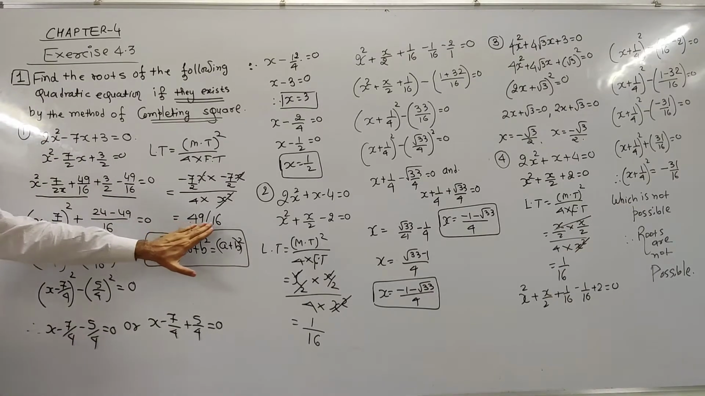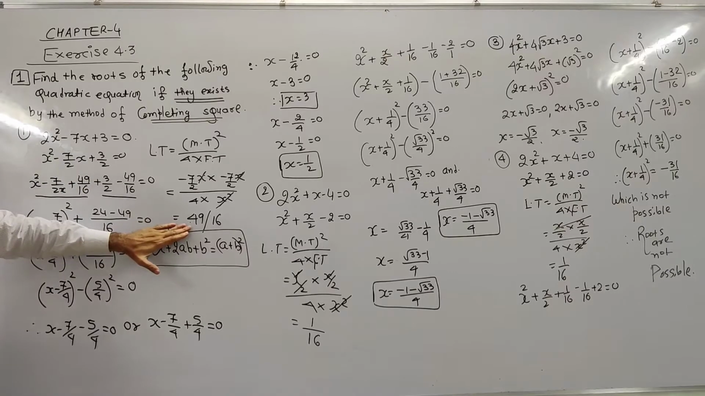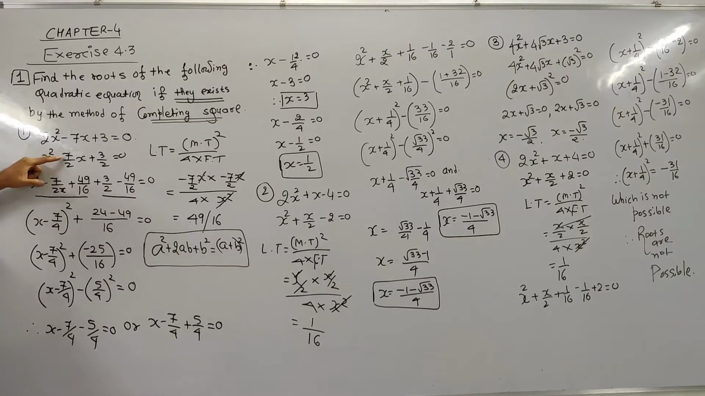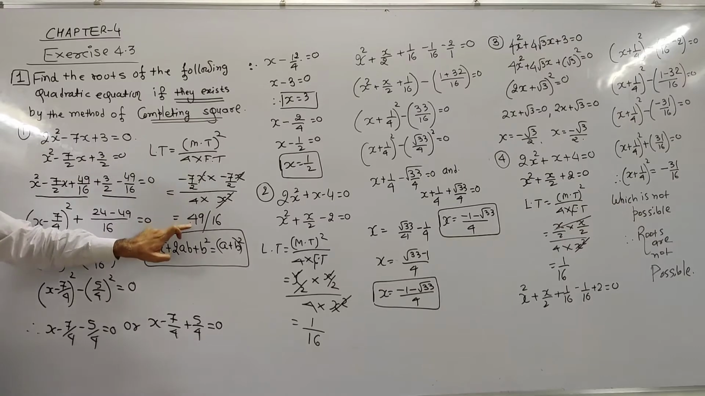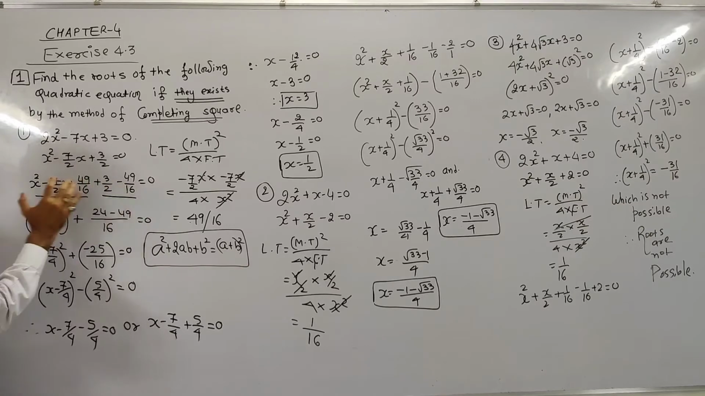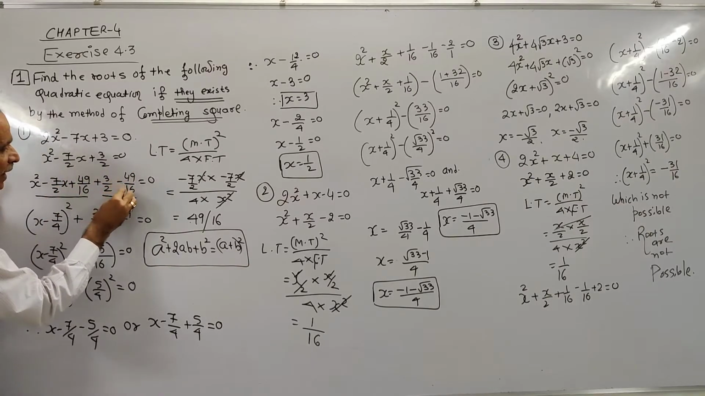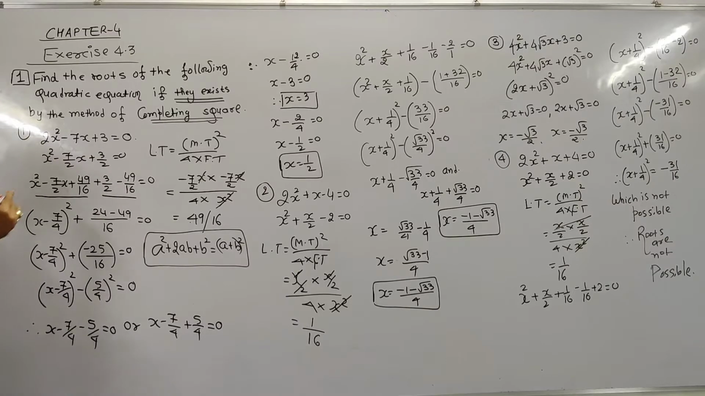So add 49 by 16 in this equation and subtract. So x square minus 7 by 2 x plus 49 by 16, because it is your last term, plus 3 by 2. When you add 49 by 16, to balance this equation you have to subtract 49 by 16. So this becomes a perfect square polynomial. a square minus 2ab plus b square means you can say (x minus 7 by 4) whole square plus.